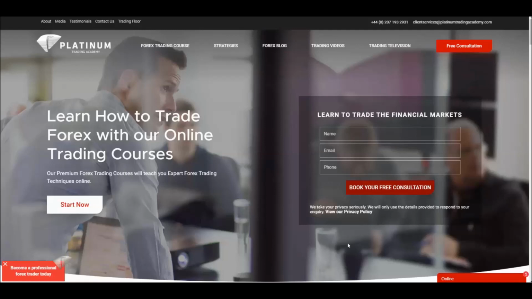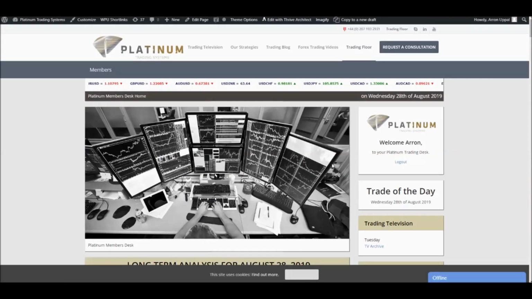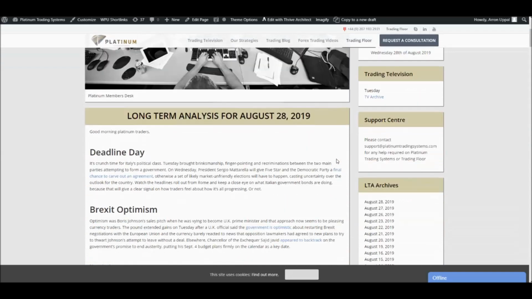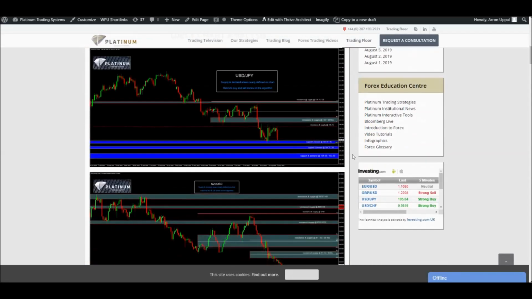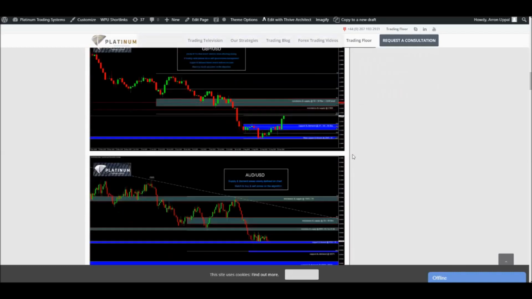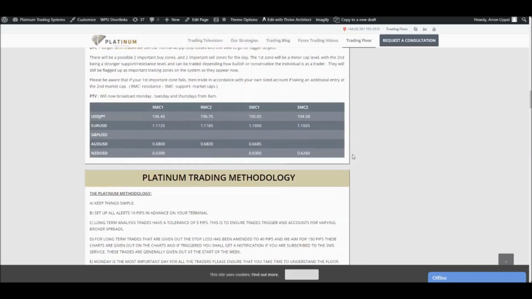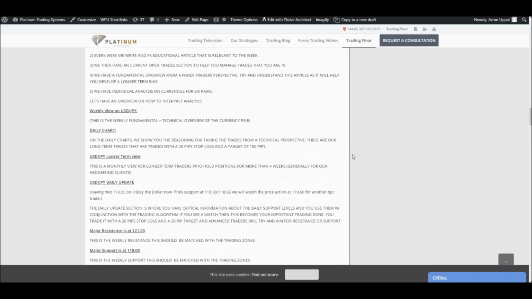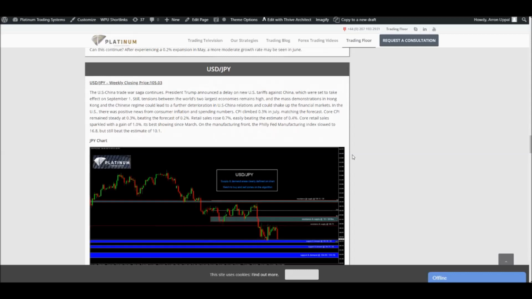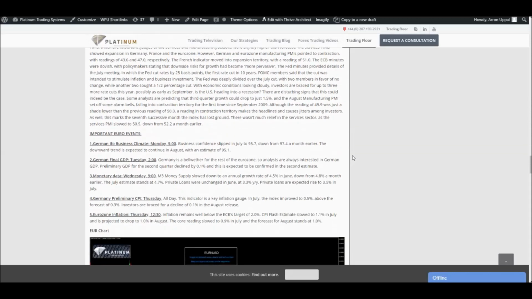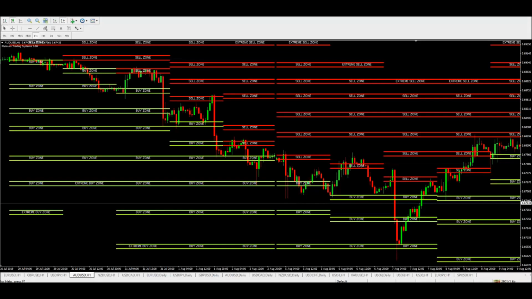Now I'm going to take you to our trading system. Before I do that, I want to show you the members area. The members area is also for clients' access, where we provide you with fundamental analysis, technical analysis, trading opportunities, trading understanding and methodology, and individual currency pair analysis. In addition to this is where we have our system, and this is where we're going to be looking at those trades.